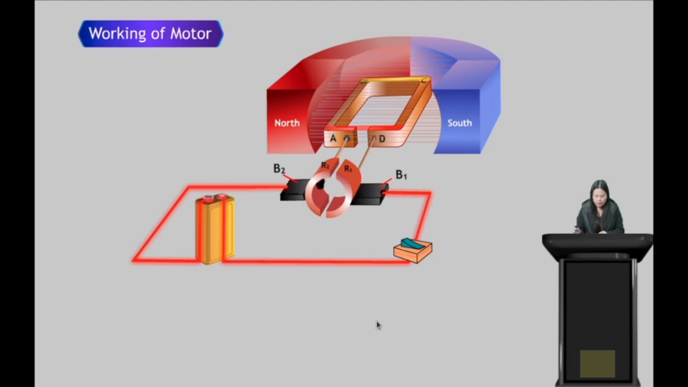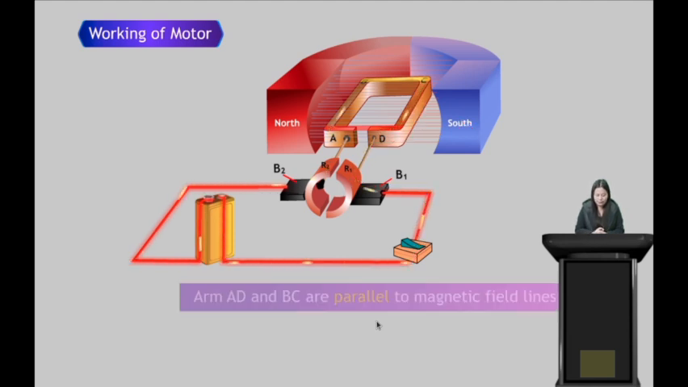Now here, when we turn on the switch, the current flows from positive end to negative end, right? So the current flows in this direction. So here we see the flow of current.